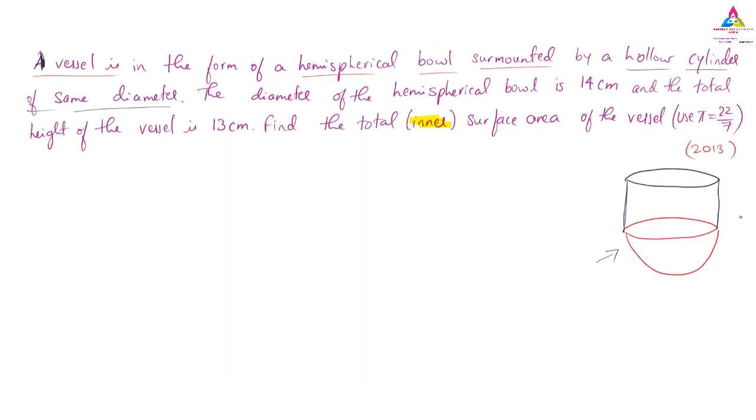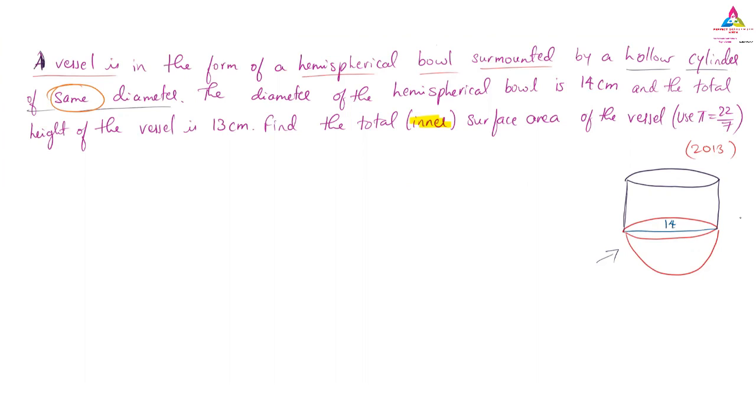See, this is also very important, same diameter. Means the diameter of the hemisphere and the diameter of the cylinder both are the same, both are not different. So what is the value they have given? What is the diameter they have given? The diameter of the hemispherical bowl is 14 centimeter. So the diameter of this hemispherical bowl is 14 centimeter.